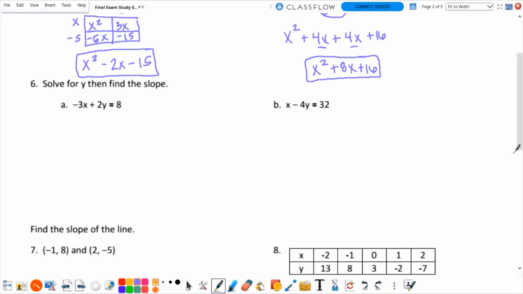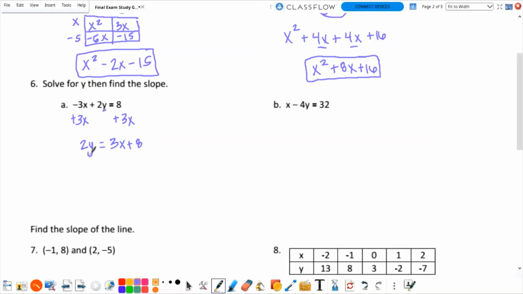All right, number 6 says solve for y and then find the slope. So what we're doing is putting these back into slope-intercept form, which will tell us the slope. It's not something we're going to have to solve after we solve for y. The slope will be given there for us. So we're trying to get y by itself, so we need to get rid of this 3x first. So we're going to add it.